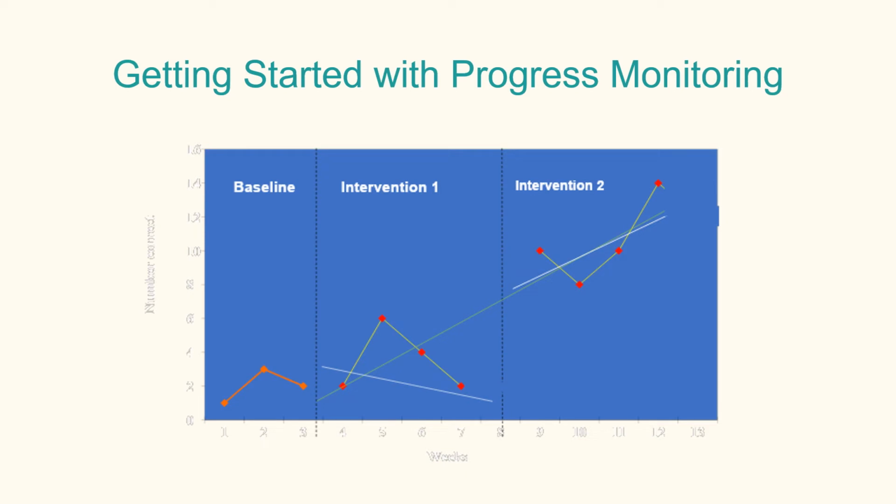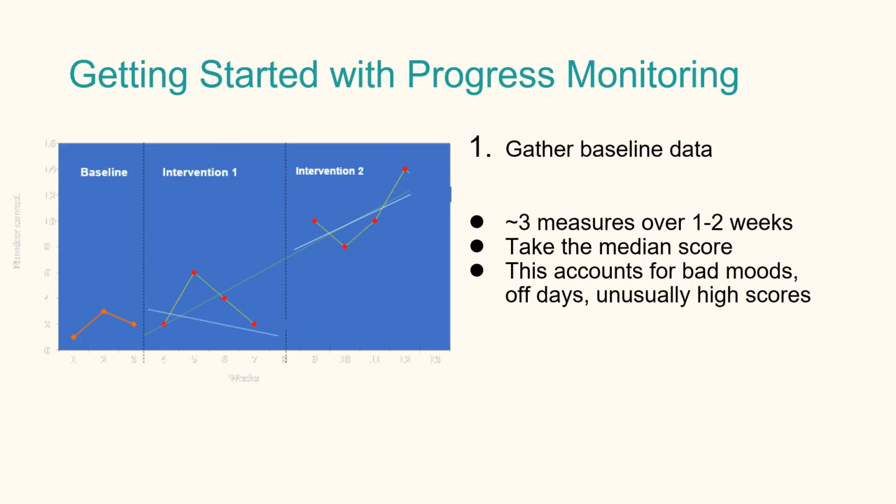To most accurately monitor the impact of an intervention with a progress monitoring assessment, there are a few steps to get started so that you end up with a comprehensive and clear graph like this one. The first step is to determine where the student is starting from. Before we can set a goal for where we want the student to be at the end of the intervention cycle, we need to establish a baseline.